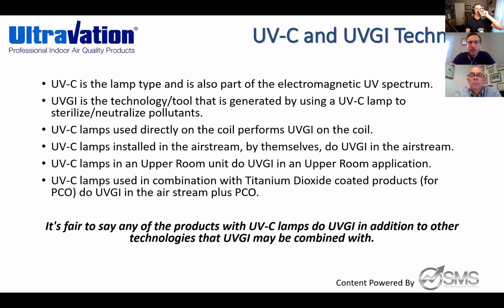Okay. So this is the big thing we want to take away today: UVC and UVGI technology. This is in accordance with ASHRAE and what they recommend. They recommend using UVGI technology. UVGI technology is only found in UVC lamps. UVC lamps are what Ultravation uses in their products. So UVC is the lamp type and is also part of the electromagnetic UV spectrum. UVGI is the technology or tool that is generated by using a UVC lamp to sterilize or neutralize pollutants.